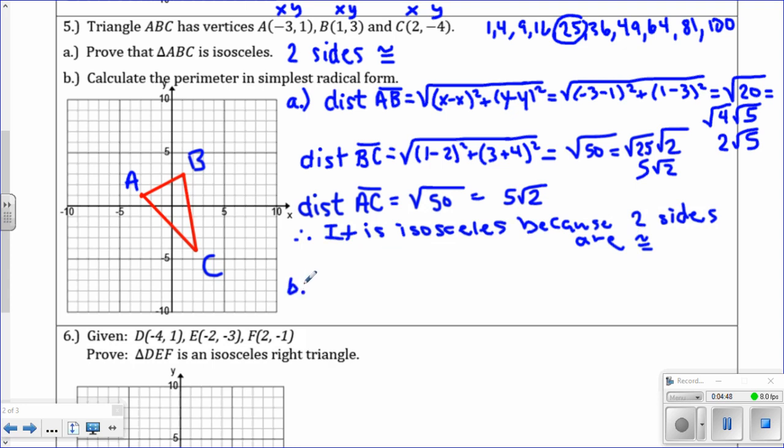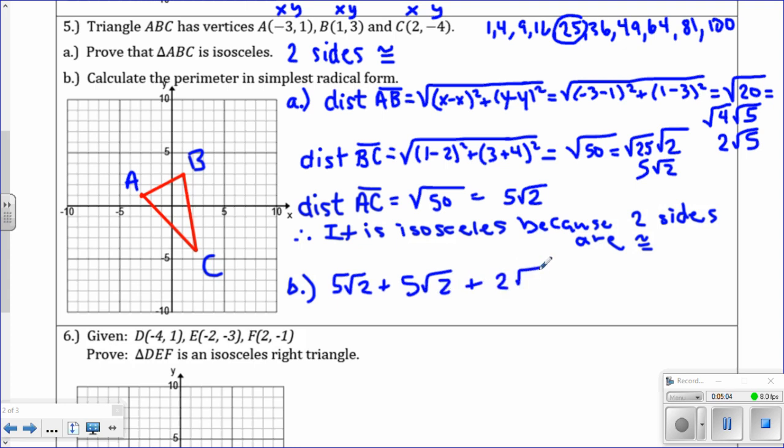Let's do part B. This doesn't take long. Calculate the perimeter in simplest radical form. Perimeter is you add up the sides, right? Well, we have the distance of all 3 sides. We found that in part A. So I'm going to add the 3 sides. We got 5 radical 2. We had another 5 radical 2. And we had a 2 radical 5.